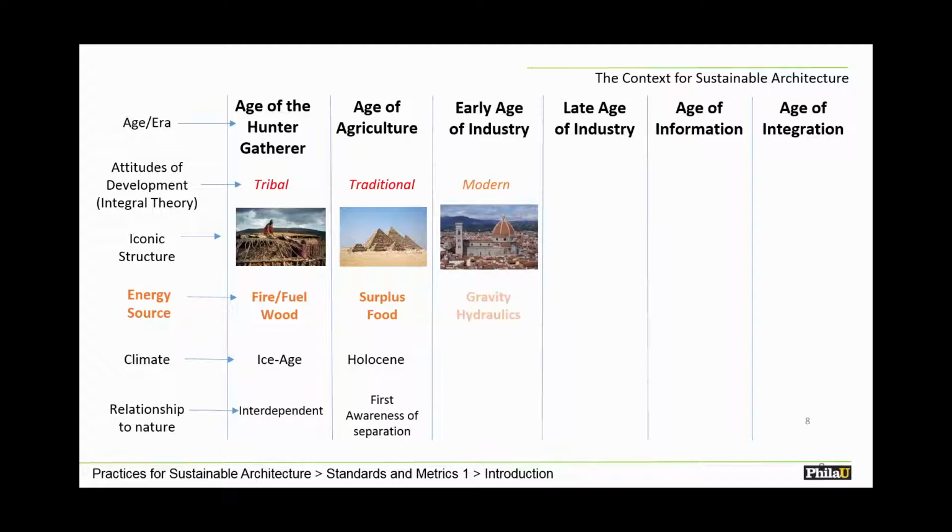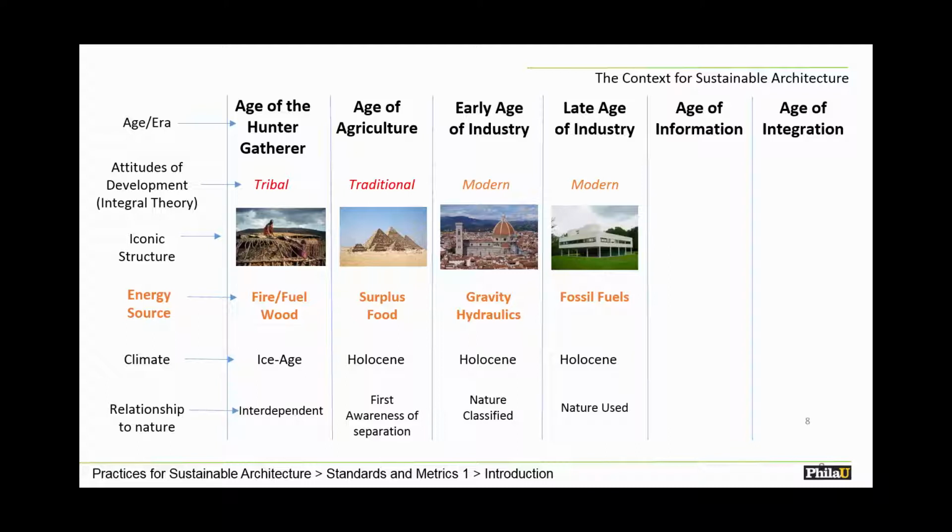As we move further into the future, we see that gravity, hydraulics, wind, water wheels actually allows us to create a lot more labor with fewer people. And we're also starting to classify the natural world. As we move further into the future, fossil fuels accelerate the growth of humanity and the population growth and our technology growth. And we begin to think of nature as something to be used or commodified or sold for profit. It wasn't until the age of information that we really began to think carefully about our relationship to the natural world and also seeing the emergence of new, less damaging energy sources.